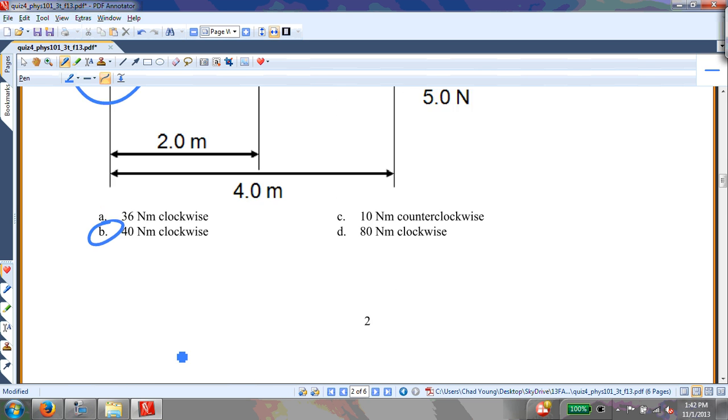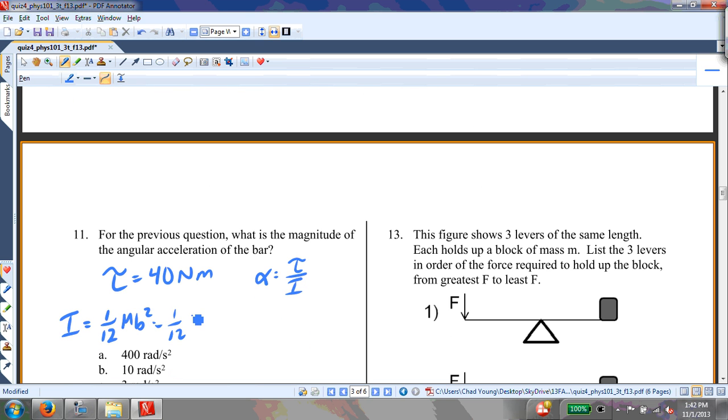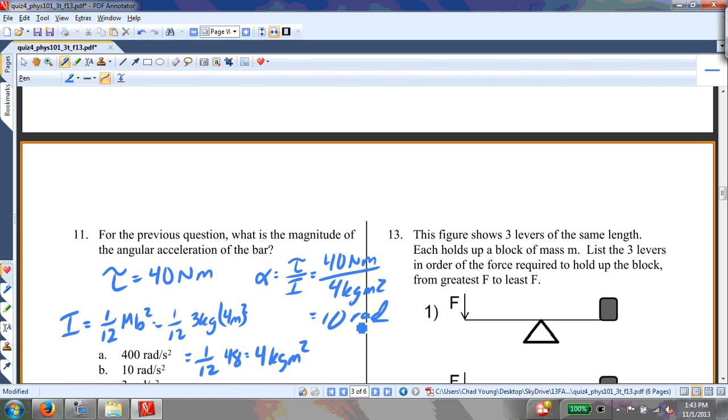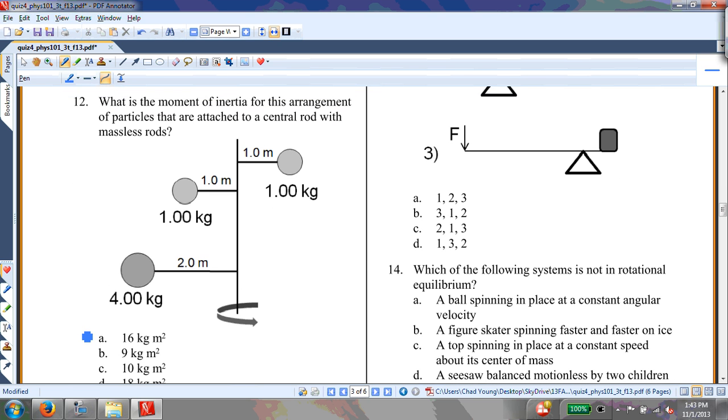That's 1/12 of the mass, which is 3 kilograms times 4 meters squared. That's 1/12 of 3 times 16, which is 48. So that's equal to 4 kilogram meters squared. That's my moment of inertia. So I have my torque, so it's 40 newton meters over 4 kilogram meters squared. That's 10 radians per second squared. So B is the right answer.